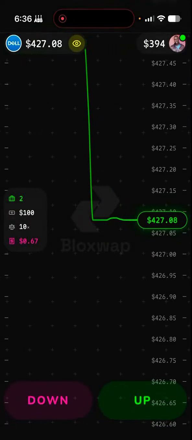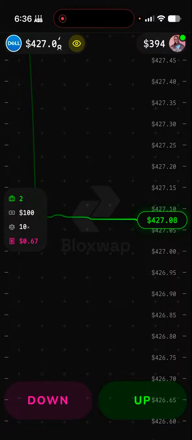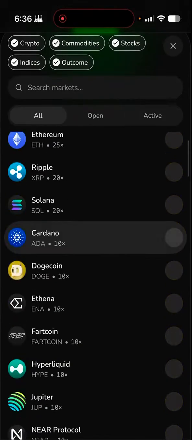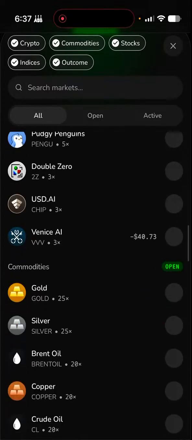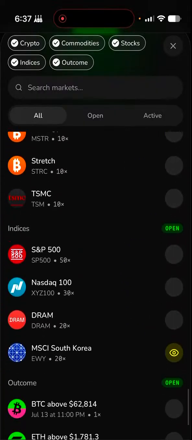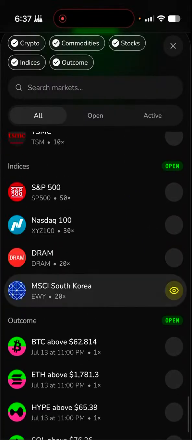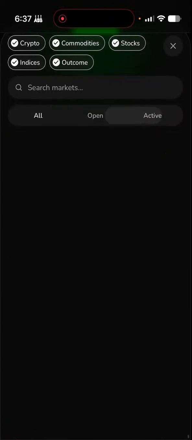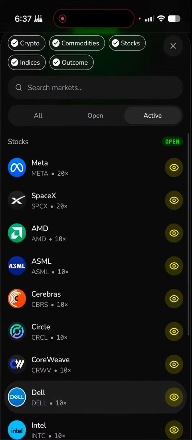We're trying to develop a thesis here, which is you can come into BlockSwap, you can open up, and you can obviously look at all of the markets, right? You can look at crypto, commodities, stocks, indices, and outcome markets. They're all open. So the thesis is that you should be able to come in here, see what's moving, and then tap trade the things that are moving, that are exciting. Because if something's not moving, there's no point in really trading it. You're just going to buy it and it's just going to sit there.